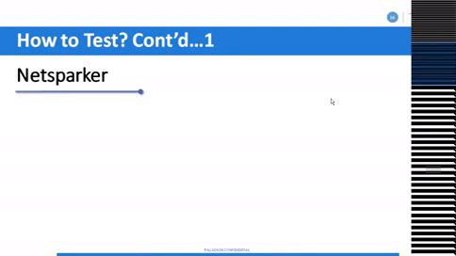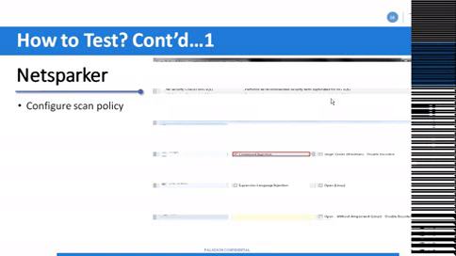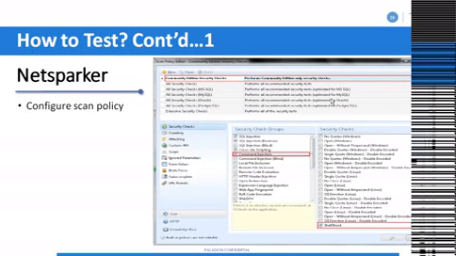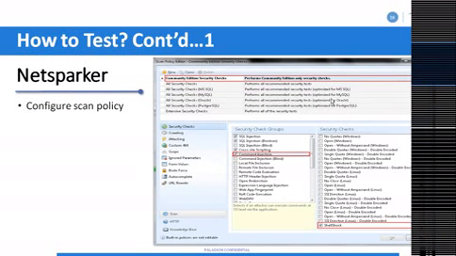Now, how to test using Netsparker? Once you install Netsparker Community Edition, you can configure the scan policy. You can go to the scan policy editor and select the command injection group of checks. Under that, you could select the ShellShock vulnerability as shown here. Once the scan policy is configured, you could run the scan.